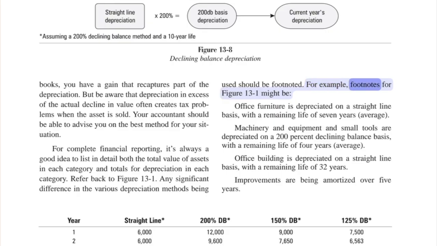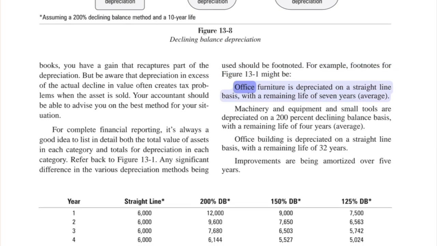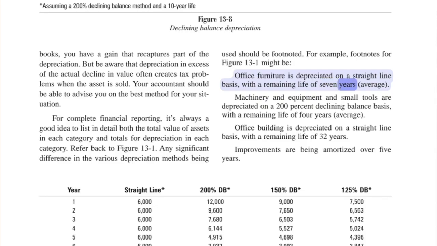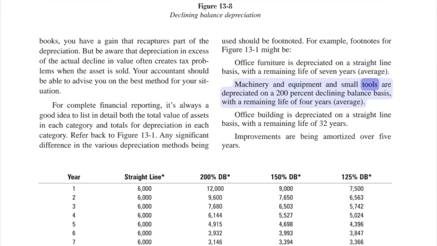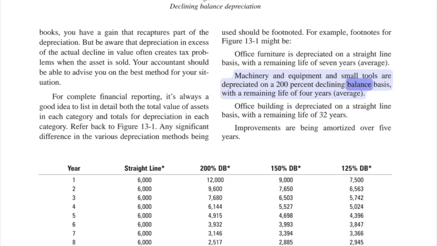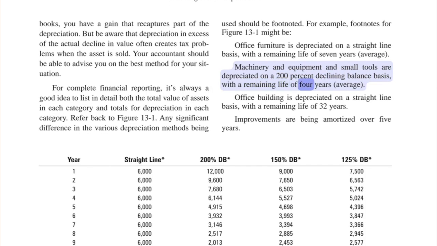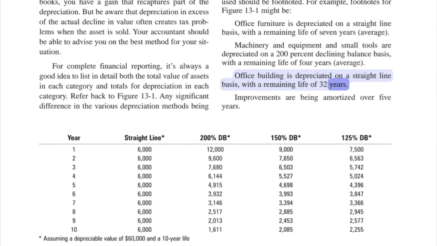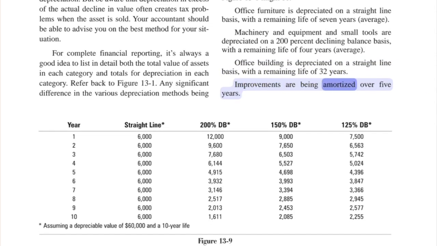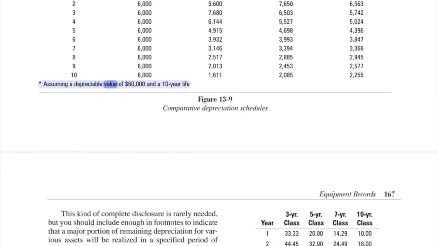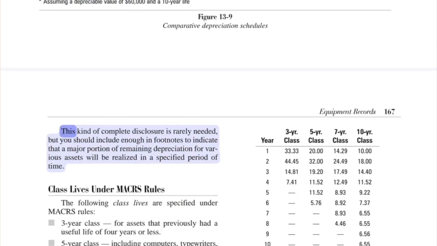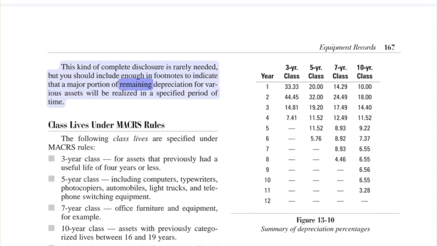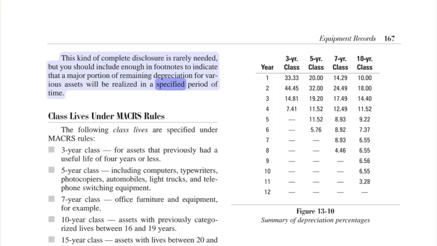For example, footnotes for Figure 13-1 might be: office furniture is depreciated on a straight-line basis with a remaining life of 7 years. Machinery and equipment and small tools are depreciated on a 200% declining balance basis with a remaining life of 4 years. Office building is depreciated on a straight-line basis with a remaining life of 32 years. Improvements are being amortized over 5 years, assuming a depreciable value of $60,000 in a 10-year life. This kind of complete disclosure is rarely needed, but you should include enough in footnotes to indicate that a major portion of remaining depreciation for various assets will be realized in a specified period of time.